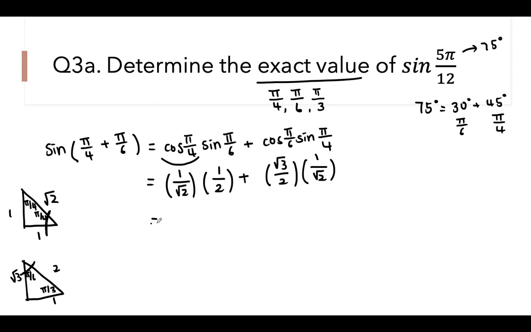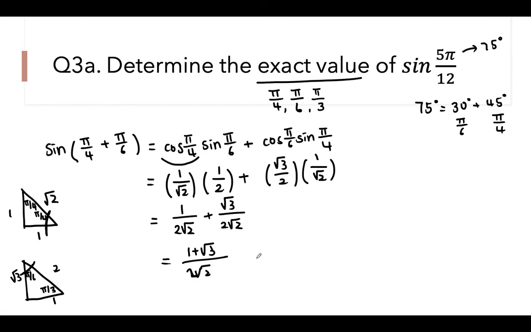Okay, so let's evaluate. So when I multiply, it's going to be 2 square root 2, multiply again, square root 3 over square root 2. And unfortunately, it's the same denominator, but it's different numerator. So we can't really add it. It's going to be 1 plus square root 3 over square root 2.